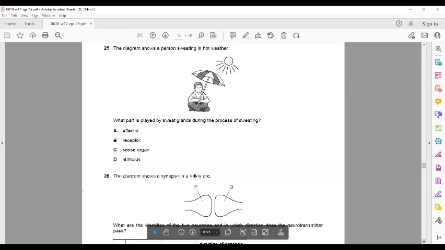And we go to question number 25. A diagram shows a person sweating in hot weather. What part is played by sweat glands during the process of sweating? Effector. Yes, the glands are actually producing more water, or secreting.